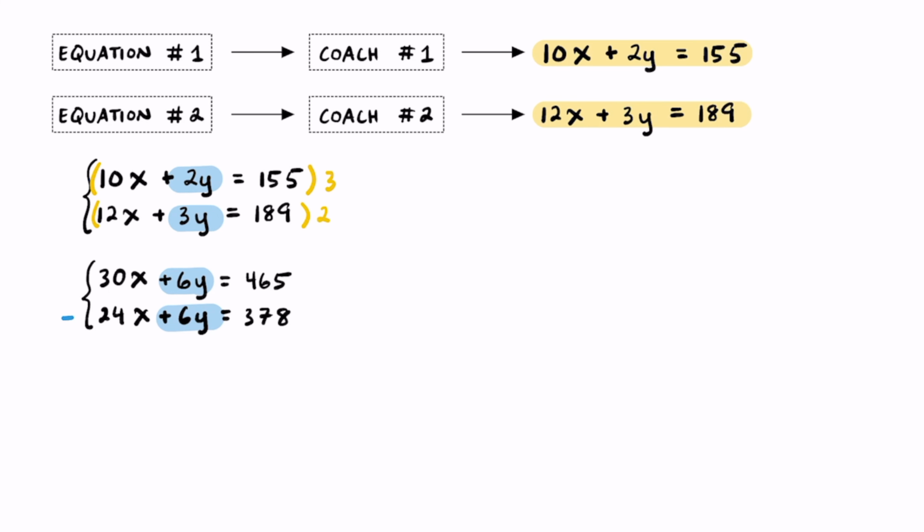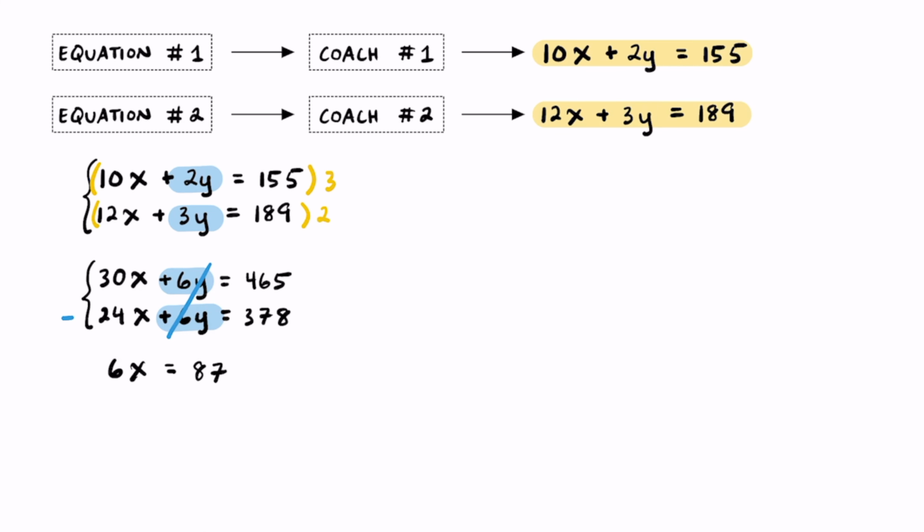Okay, so let's go from left to right here. So we have 30x take away 24x. 30x minus 24x is going to equal 6x. Then we have this 6y take away 6y. Those are going to eliminate, so we can eliminate those y terms. And then on the right side, this 465 minus 378 is going to equal 87.